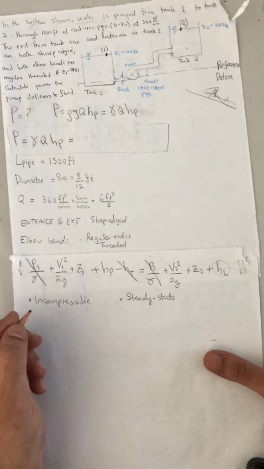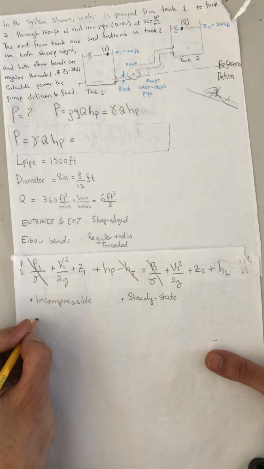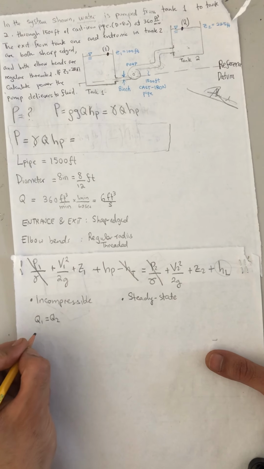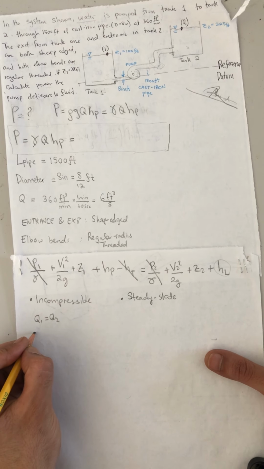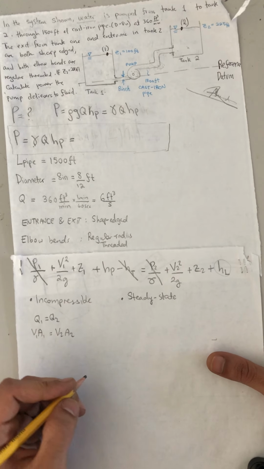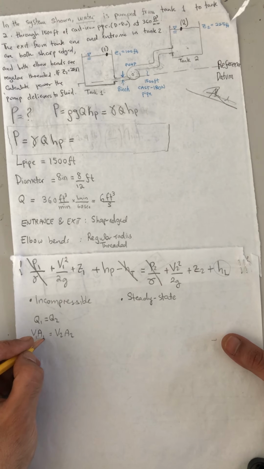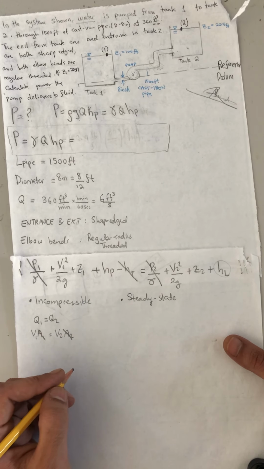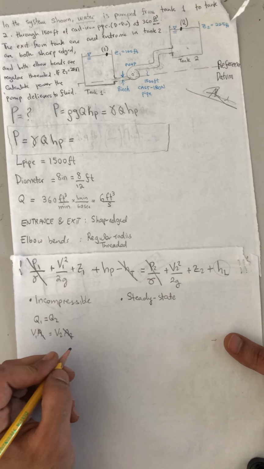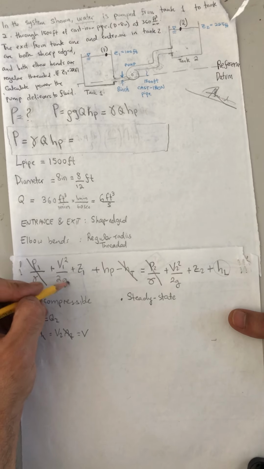From the continuity equation, we know that Q1 equals Q2. Therefore, V1A1 equals V2A2. However, our areas do not change throughout the system. Therefore, V1 equals V2. So our velocity terms will cancel out.